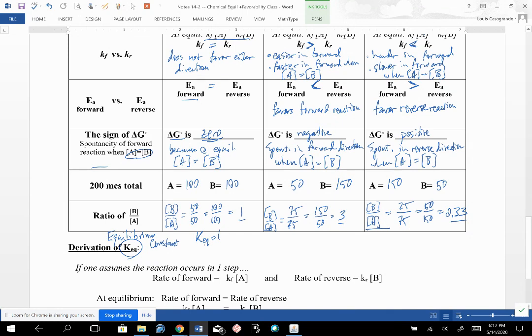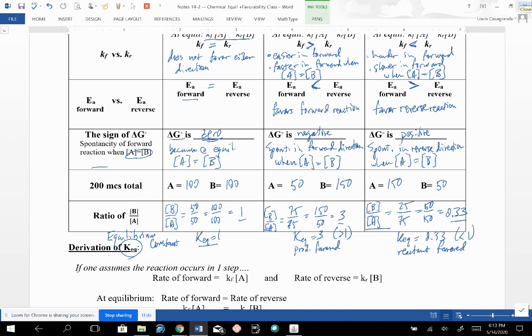That doesn't favor either direction. In the second column, the KEQ is equal to 3. And because the ratio of B over A is bigger than 1, this is product favored. And in the third column, the KEQ is equal to 0.33. And because the ratio is less than 1, so this ratio is greater than 1, this ratio is less than 1, and a ratio being less than 1 is reactant favored. All right, you're with me, you stuck it out, we're almost to the end.